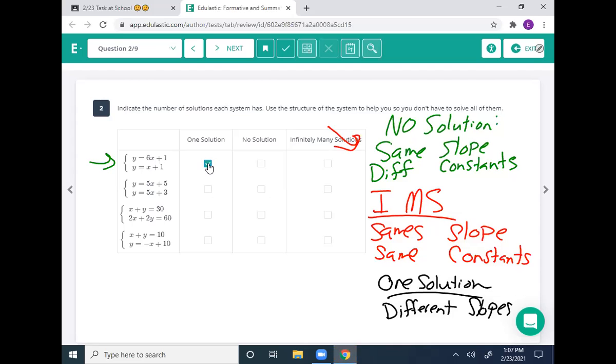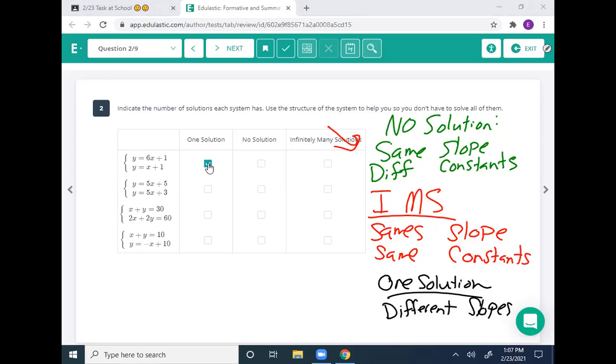Good. Right away. Now let's look at that second one. What do we notice about that one? Olivia? It has the same slopes. Has the same slopes. Good. So it could be infinitely many or no solutions. Now we need to look where to make that final decision, Isabella. With the constant.